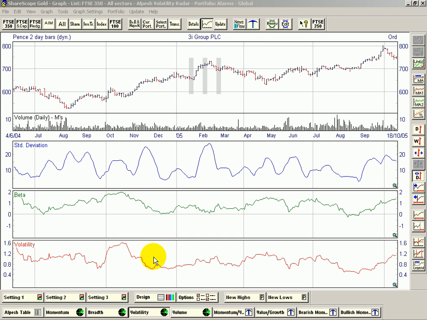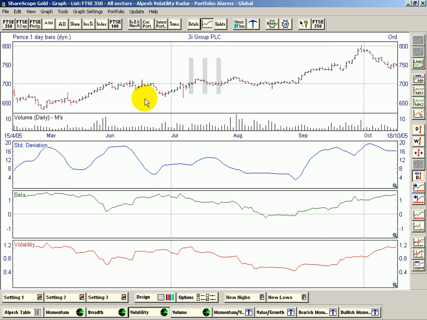Right, let me show you on the volatility radar, and I'm using the example of 3i group here. Now, I look at three different things on here, and again, remember my starting point will be these indicators down here, which will be the data mines. That's what I'm starting off with.